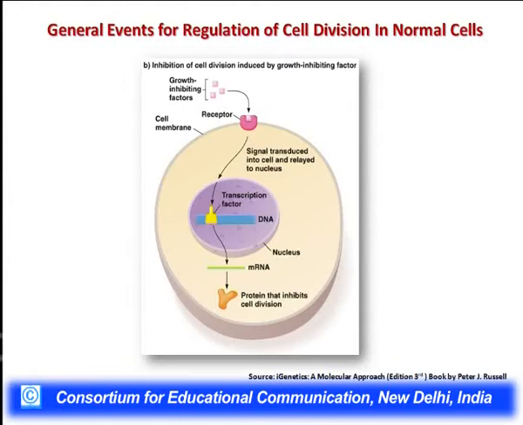In the nucleus, certain transcription factors come and bind to the DNA, and it produces the mRNA which is responsible for the production of the protein that inhibits the cell division. So the proteins which inhibit cell division are produced, and these proteins stop the cell from growing into cell division further. By these molecular mechanisms or general events, this is how a cell division process is first initiated, and subsequently it is inhibited with the help of the growth inhibiting factor.